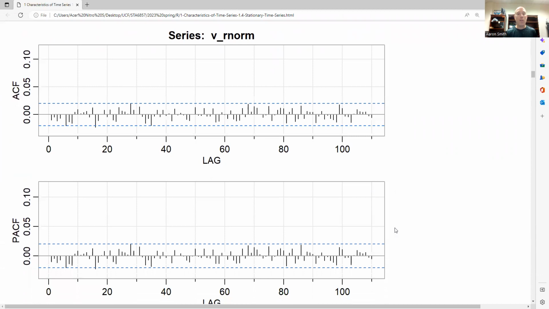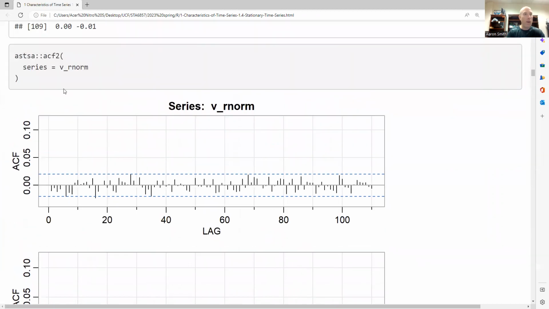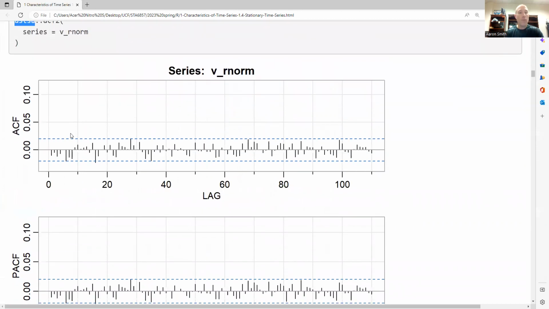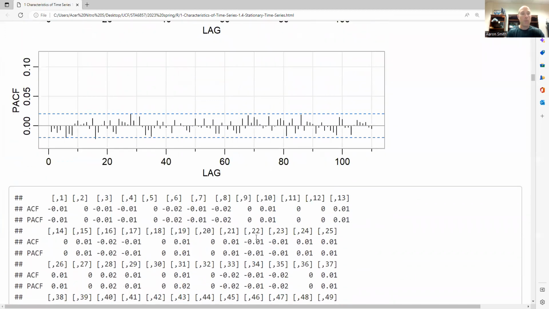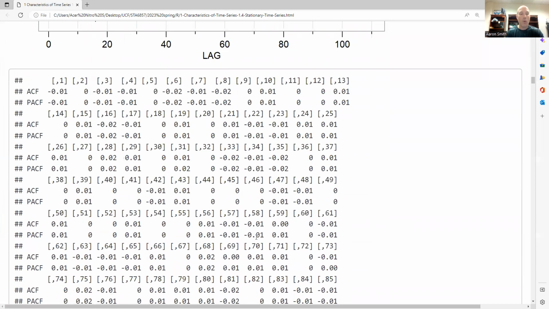And here is the second type of plotting in the ASTSA package. The ASTSA package is the package that goes along with the textbook. And here it includes the partial autocorrelation function. And we see it's all 0.